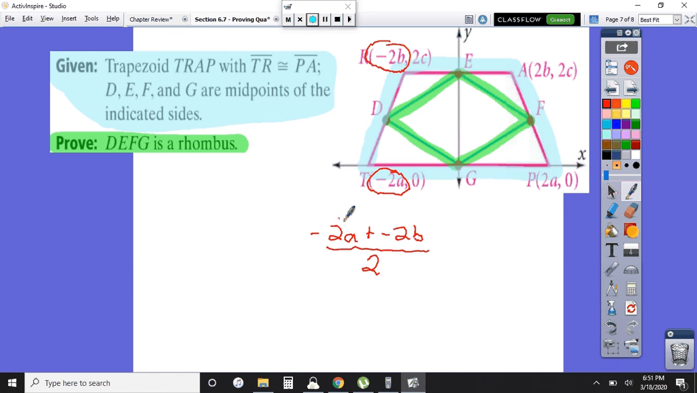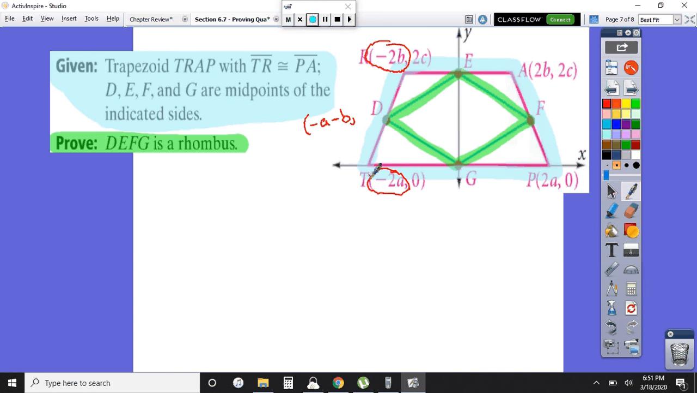Then really, since all three of these have a common factor of 2, that 2 can divide both of the 2's up top, and in the end, we end up getting negative a, plus negative b, or I can say negative a minus b. So there's our x coordinate for D, negative a minus b. All right, so let me put that over here. So this is going to have an x coordinate of negative a minus b.